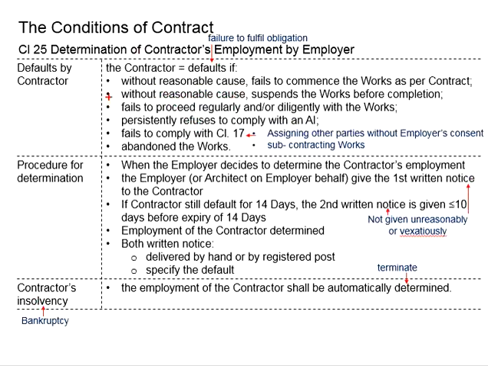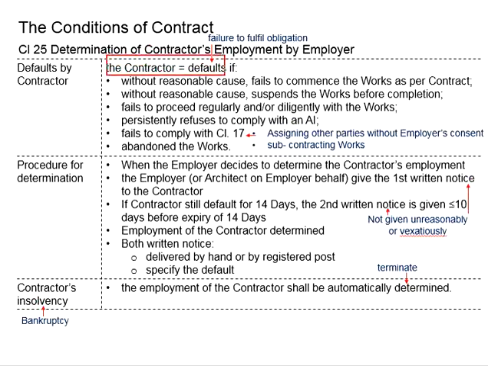Or the contractor fails to proceed regularly and or diligently with the work. Regularly means that the contractor is not continuously carrying out the work, sometimes working, sometimes not working. Diligently is related to the effort put into the work.